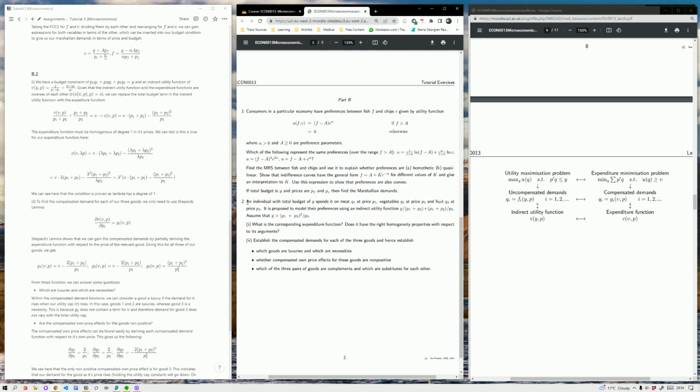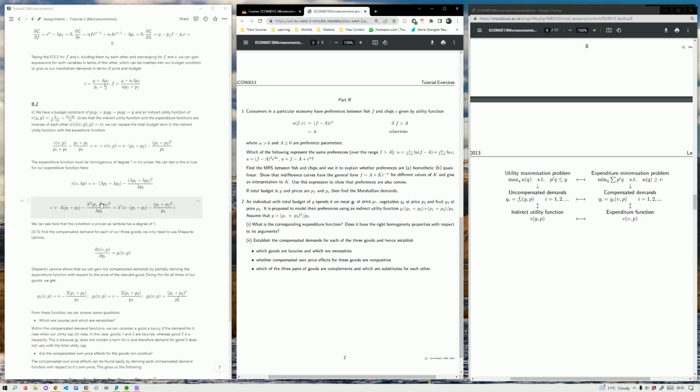Okay, so an individual with a total budget of Y spends it on meat, Q1, at price P1, vegetables Q2 at price P2, and fruit Q3 at price P3. So we've got the prices and quantities of meat, vegetables, and fruit. It is proposed to model their preferences using an indirect utility function. Okay, so we've got this indirect utility function here, which I've represented in a nicer way.